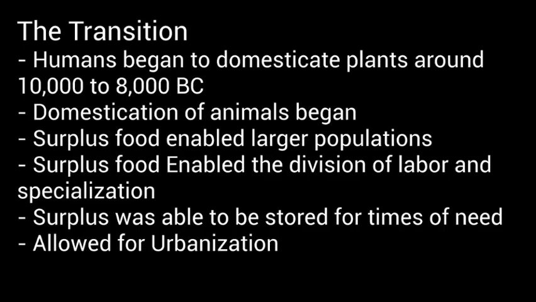The transition to agriculture took place at different times in different places due to the isolation of these human groups. Humans began to domesticate plants around 10,000 to 8,000 BC. The domestication of animals began around this time as well.